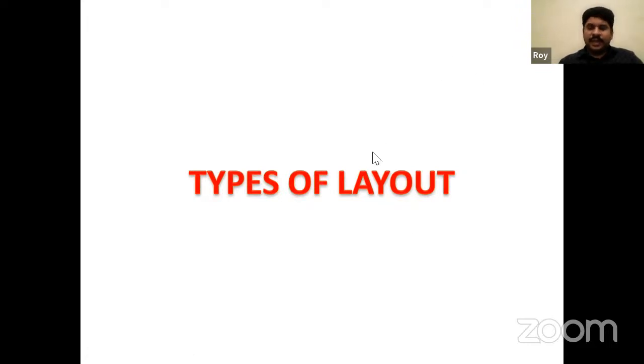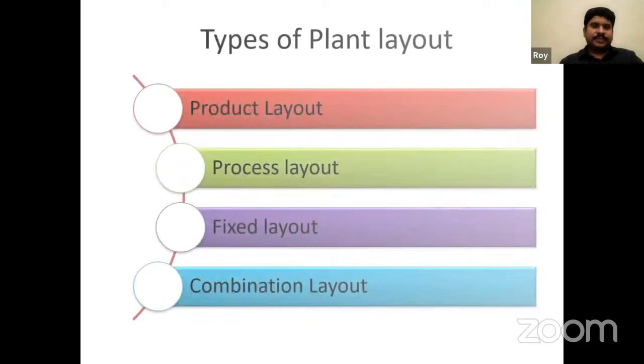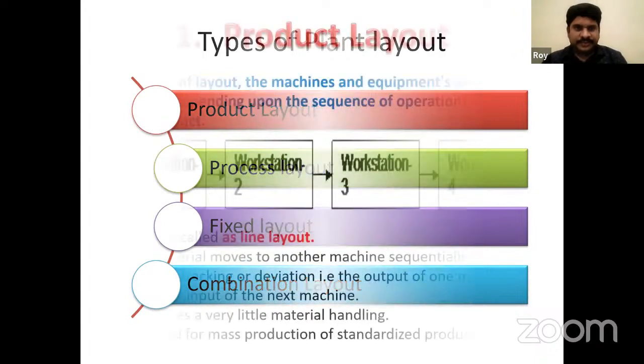Okay, thank you, Santa. Now, this is an important topic. What are the types of plant layout? Types of plant layout. The first one is product layout. Second one is process layout. Third one is fixed layout. Fourth one is the combination layout. Okay, let us see one by one what this layout is all about.